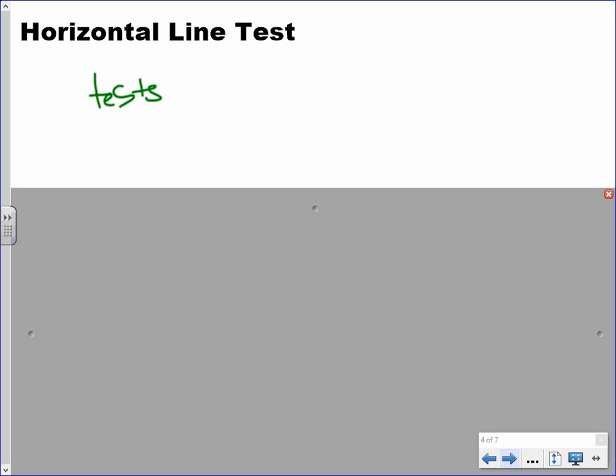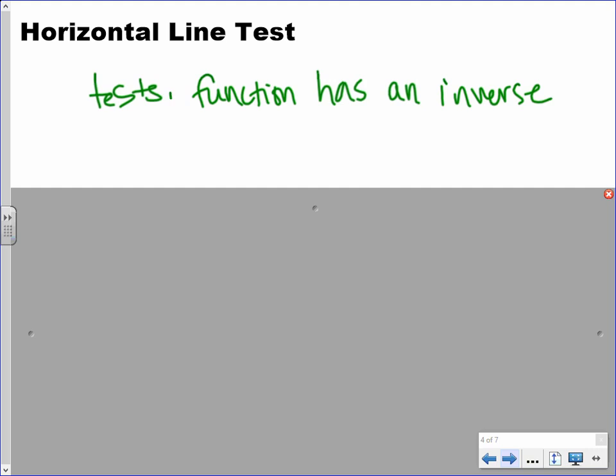Our horizontal line test, similar to the vertical line test, tests whether or not our function has an inverse. So if it passes the horizontal line test, that means when we find the inverse, it will be a function. I guess I should probably put an if there. Test if function.